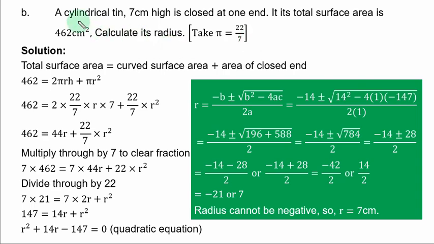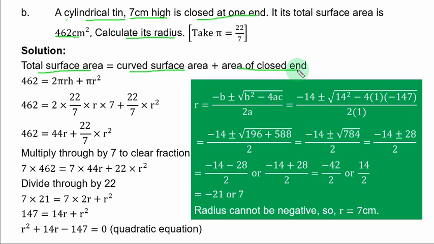Question 3b. A cylindrical tin 7 centimeters high is closed at one end. If its total surface area is 462 square centimeters, calculate its radius. Take pi as 22/7. Total surface area of the tin is curved surface area plus area of closed end.